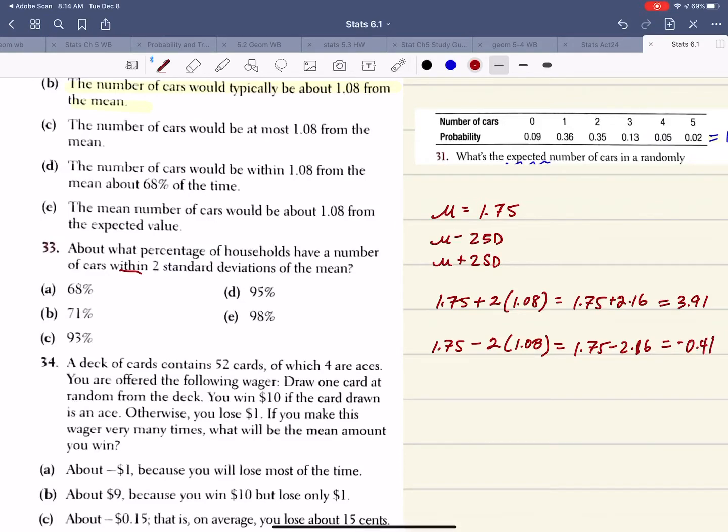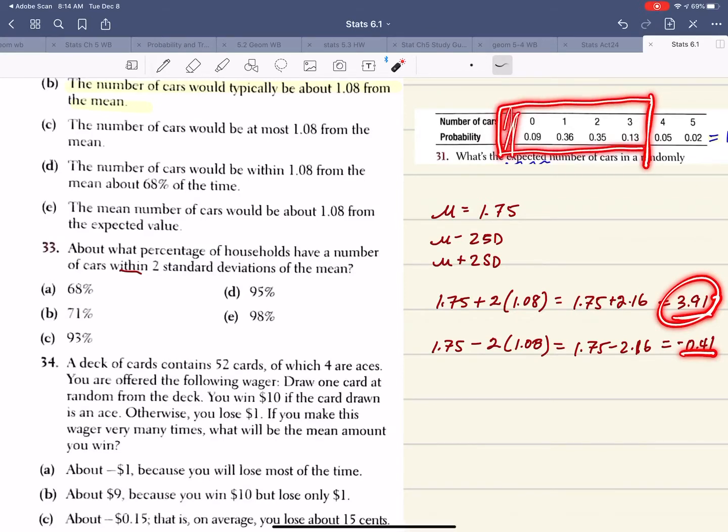All right, and now I'm looking in the table, which one is within there. So it looks like I don't get all the way up to 4, so I can't do there. And I can go all the way down to a negative, and you can't really have a negative car, but so that would be the expected value is 1.75. And then this is 1.08 to the left and to the right.